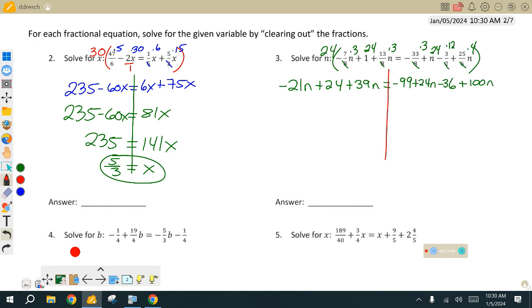Okay, so left-hand side, got some like terms. Negative 21n plus 39n. Like terms gives me 18n plus 24. Right-hand side, I've got some n's, it looks like. 124n, it looks like. And right here, probably not an obvious one to do in your head, so negative 99 minus 36. Watch that negative, okay? Negative 99 minus 36 is negative 135.